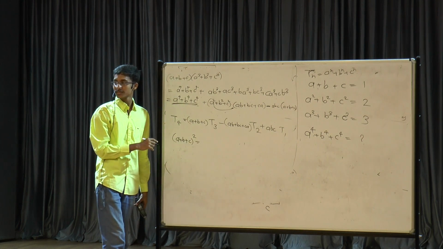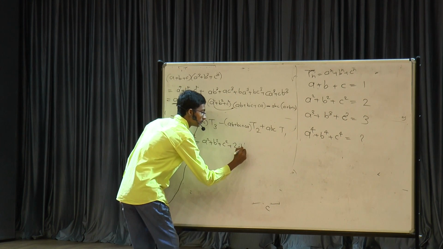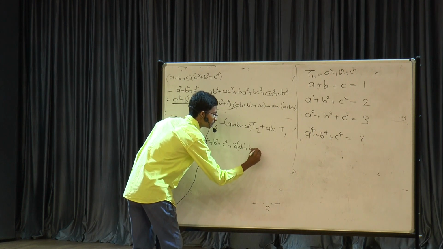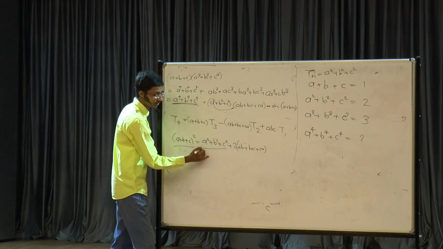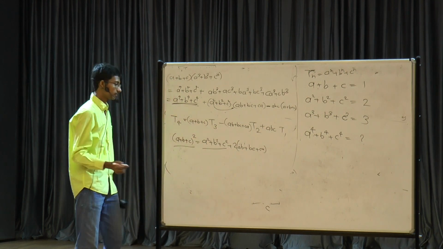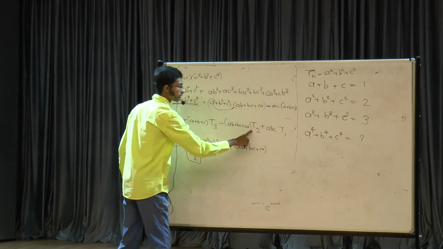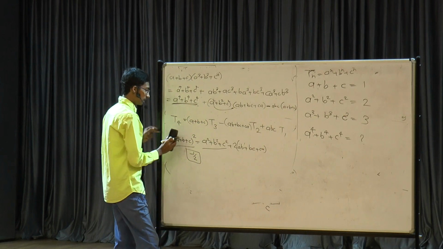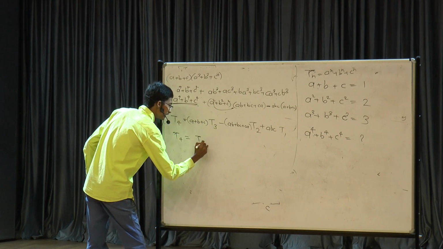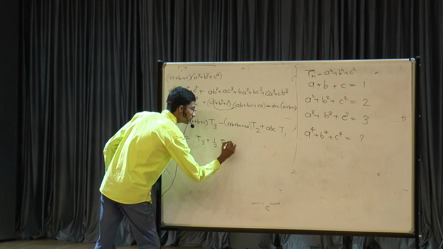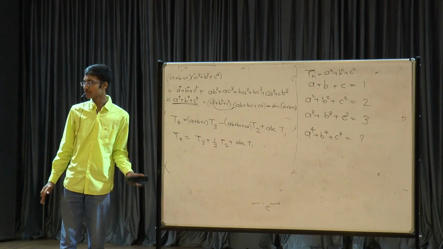What's the formula for this? Two times of ab plus bc plus ca. Is that right? I know this, I know this, I know this value. Yeah, so it's minus half. So this is minus half. I'll write T4 is T3 plus half T2 plus ABC T1. Now our task is to calculate ABC.